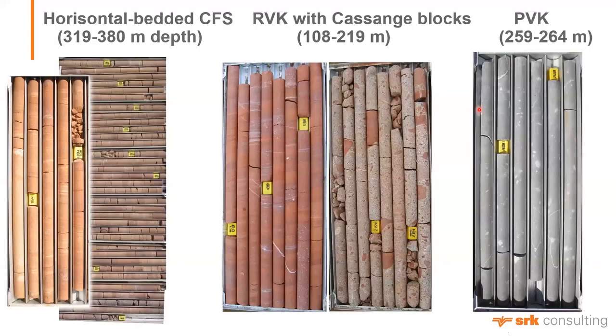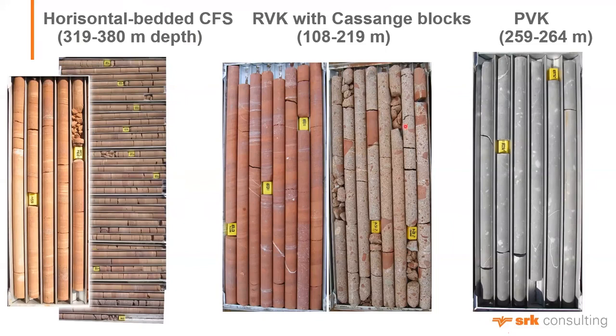When you drill these kimberlites, this is the kind of rock you see: the horizontal bedded crater facies sandstones. We've seen some stuff like this. This particular section is in fact at 320 to 380 meter depth. Think about that for a moment.